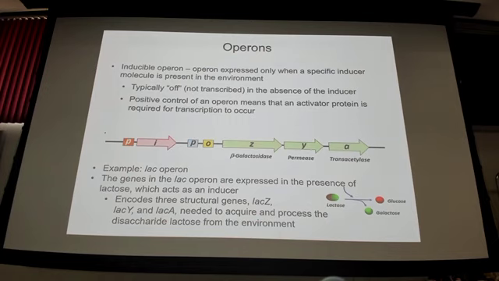So in this example, these genes are expressed in the presence of lactose, which means the cell can use it if it can break down that disaccharide and use that glucose. These are 3 structural genes that are involved in the breakdown of lactose into glucose and galactose.